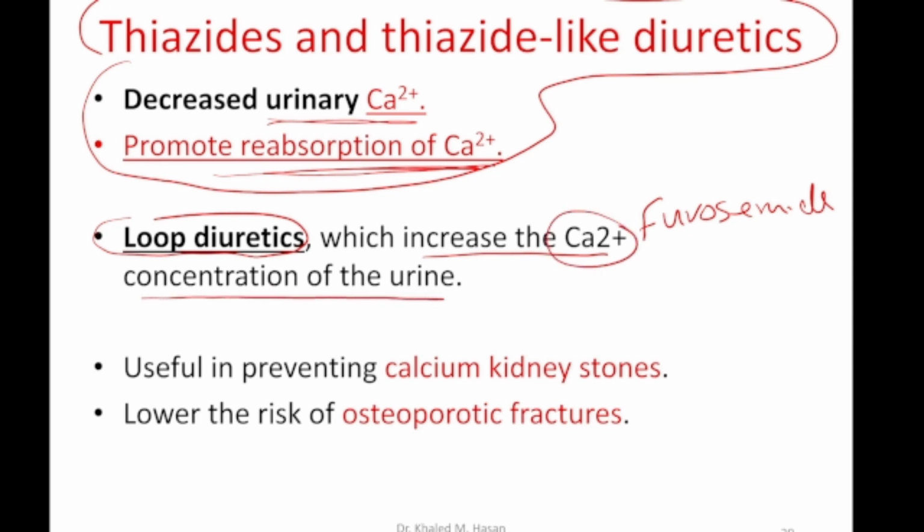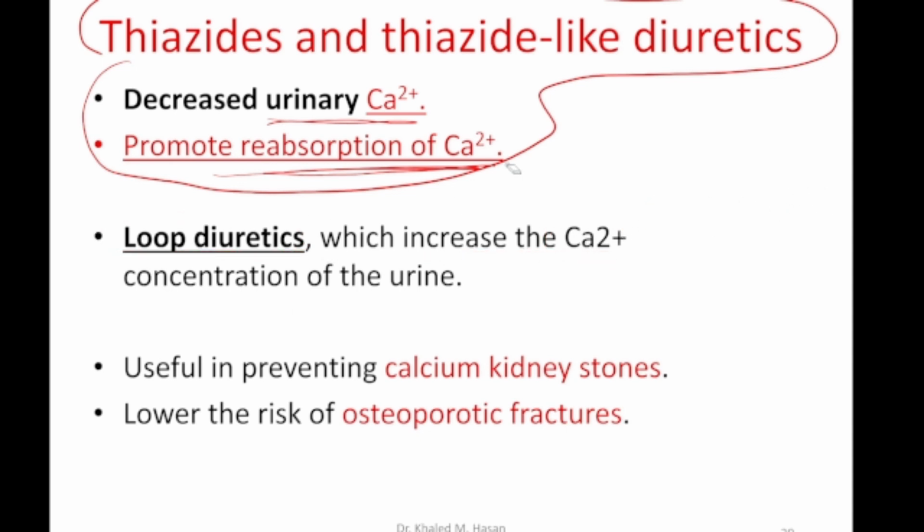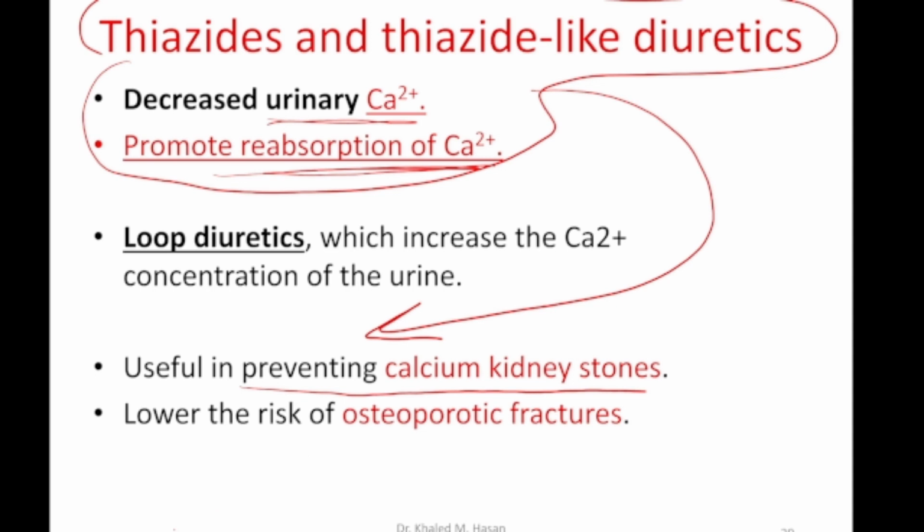Okay. They said here, our topics for this slide, thiazide. Okay, thiazide is useful in preventing calcium kidney stone. Thiazide lowers the risk of osteoporotic fractures. Okay, does that make sense for us?